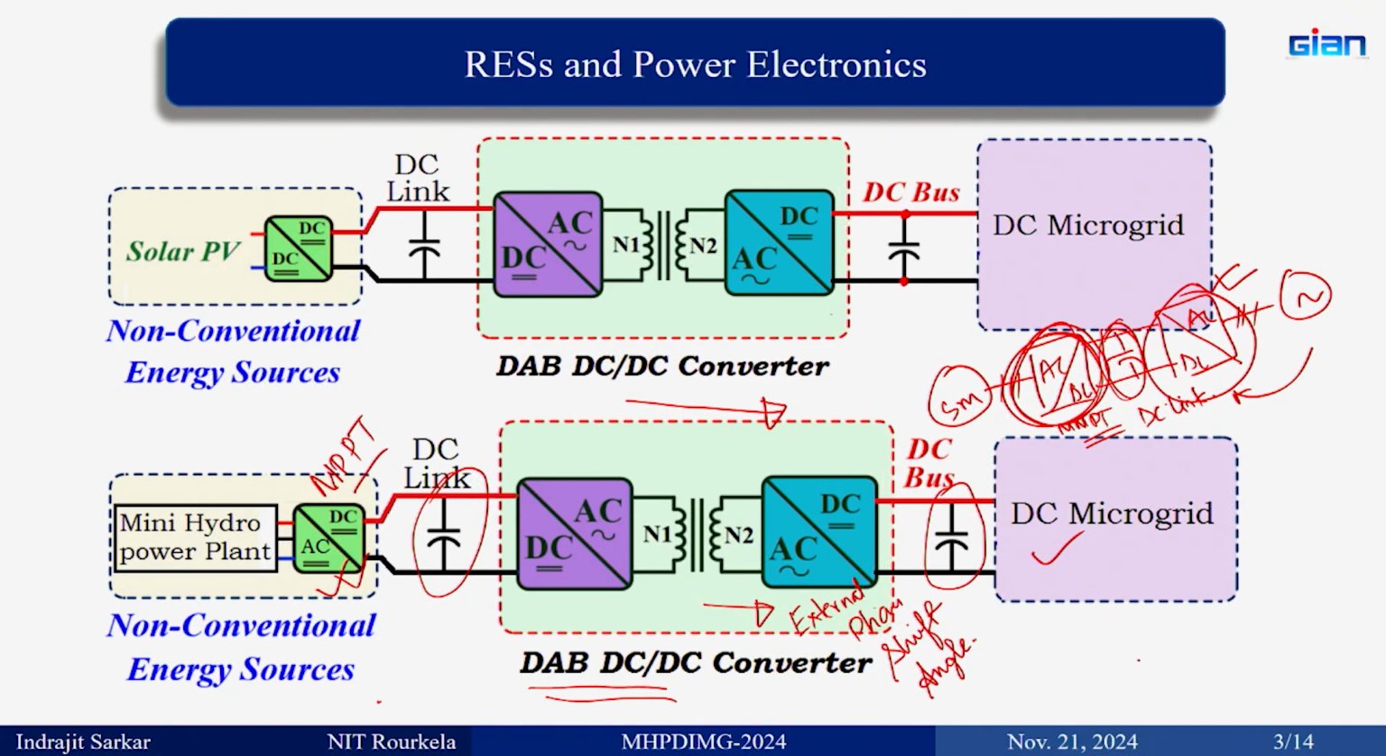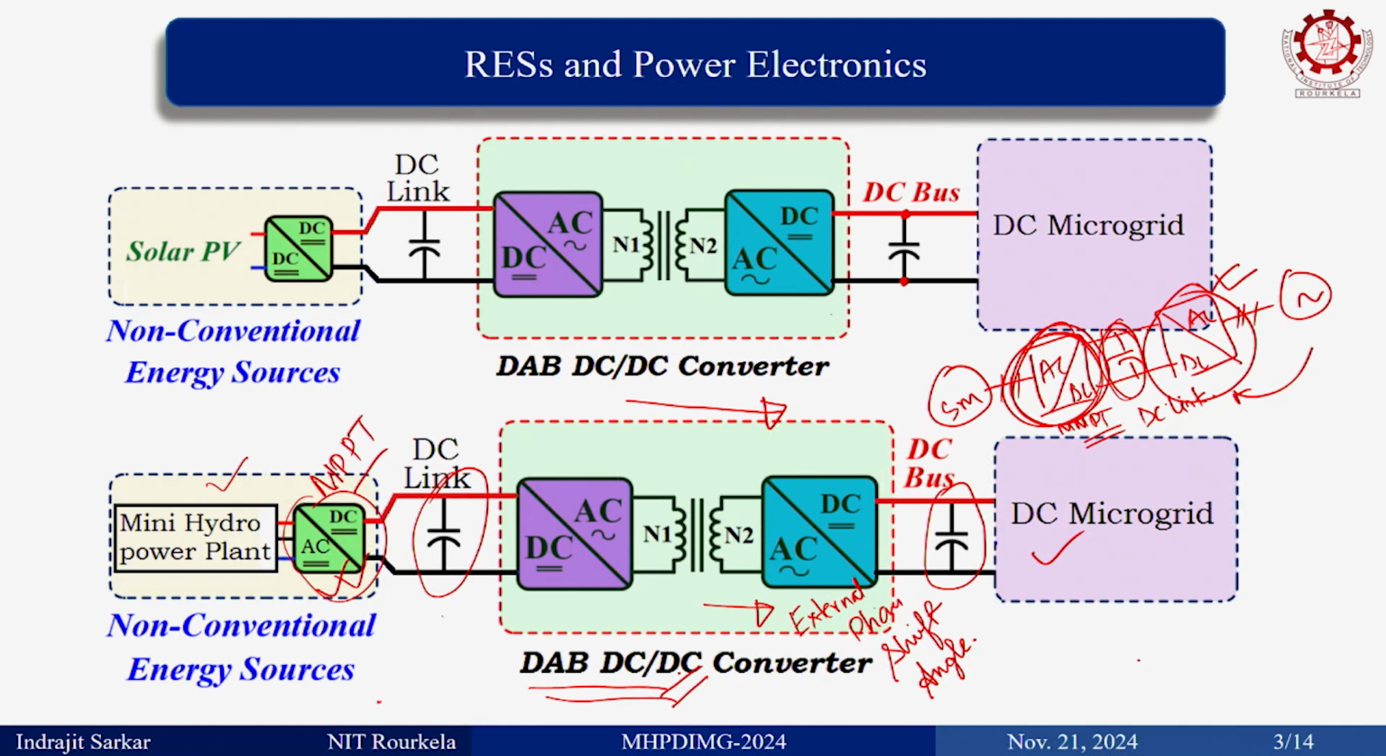So, it depends on the external phase shift angle. MPPT power is generated, that is the rotor speed control that I explained in the first lecture, that will be done, and the DC link voltage has to be fixed. This DC link voltage in this configuration has to be maintained using this DC converter.